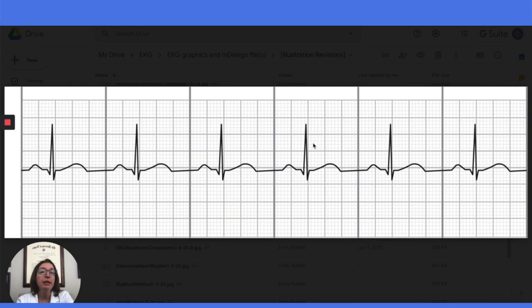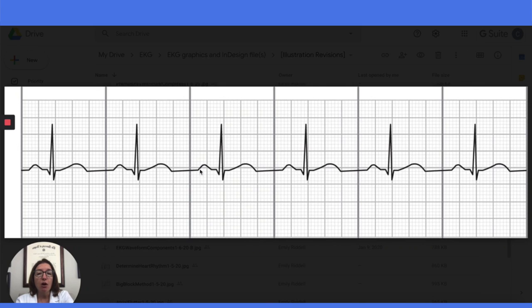And if we're talking about a full minute or 60 seconds, that will have 300 big boxes or 1,500 small boxes. And those numbers are going to be important to remember, especially when we are calculating heart rate in my next video. Now let's look at the different EKG components here in the waveform and talk about what we can expect in terms of amplitude or height and what we can expect in terms of duration or width of each of the components. So the P wave should be up to 2.5 millimeters or 2.5 small boxes high. In terms of duration, it should be between 0.06 and 0.12 seconds in duration.